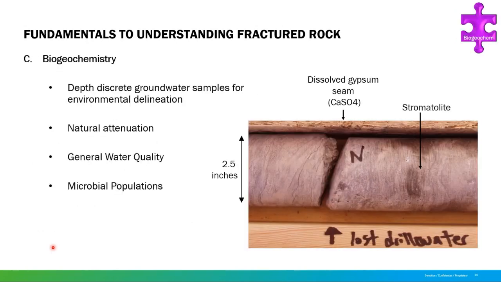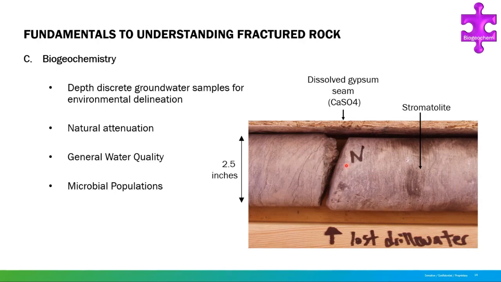Third, we're going to talk about biogeochemistry. So we really need to think about depth discrete groundwater samples for environmental delineation, isolating those fractures, sampling from those fractures where the water's flowing, and making sure you're not sampling multiple zones. Natural attenuation is part of the biogeochemical piece of the puzzle, general water quality, and of course, microbial populations for in situ remediation. This image here is of a local dolomite in Western New York called the Lockport dolomite.